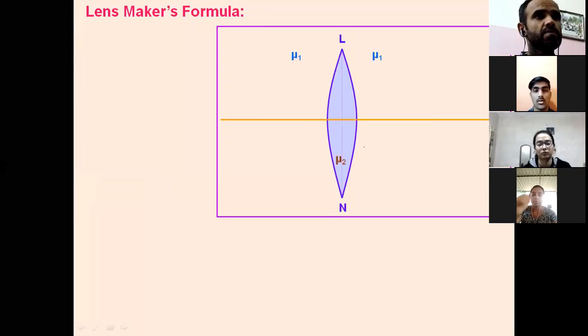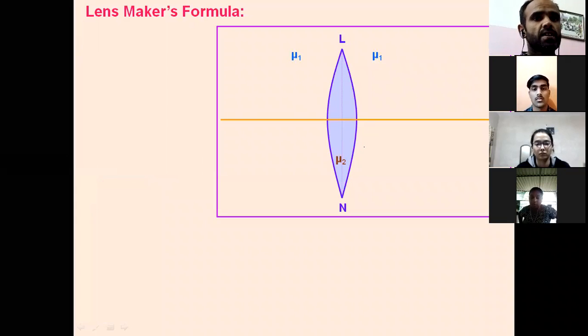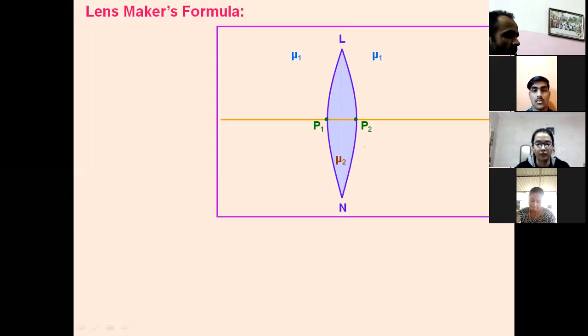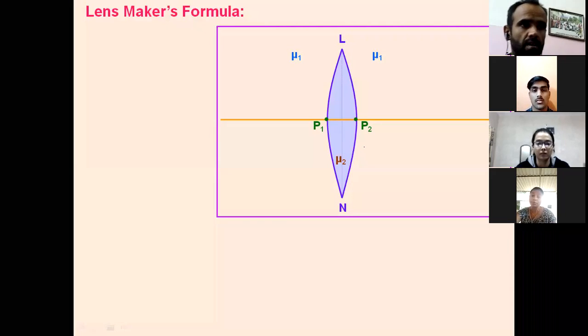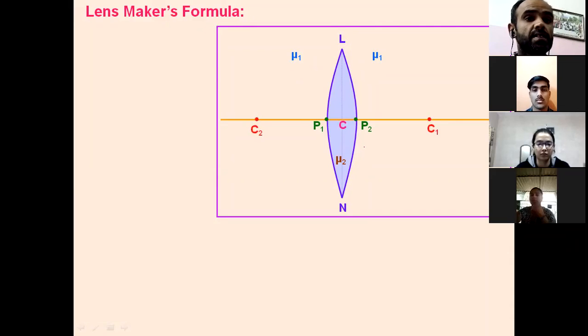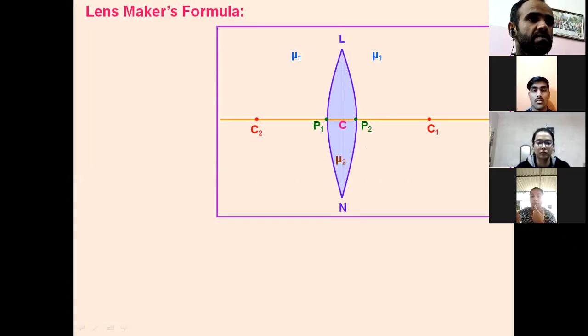Okay, this is mu1, mu2. Mu2 is the refractive index of the medium of which the lens is made. This is the principal axis. Pole P1. P1 means the pole of the half portion on the left side, and P2 is the pole of the other half. C is the optical center, the midpoint of the lens. C1 and C2. C1 is the center of curvature.